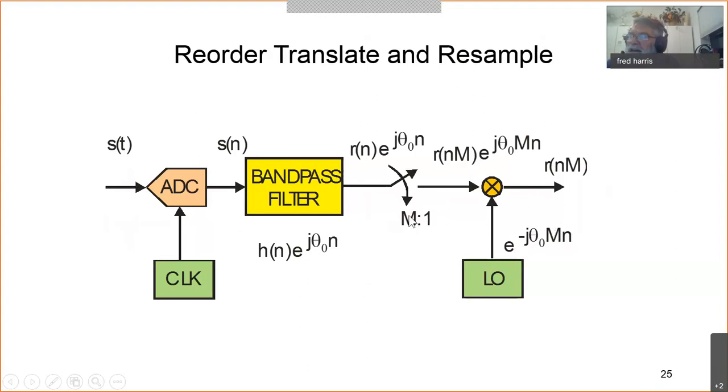But suppose they were rotating 5 degrees per sample and I did 72:1 down sampling. M times theta, 5 times 72, works out to be 360 degrees per sample. Well, 360 degrees per sample means it didn't change. And if it didn't change, I'm always multiplying by the same number, which is always the number one. Why am I wasting my time doing that?